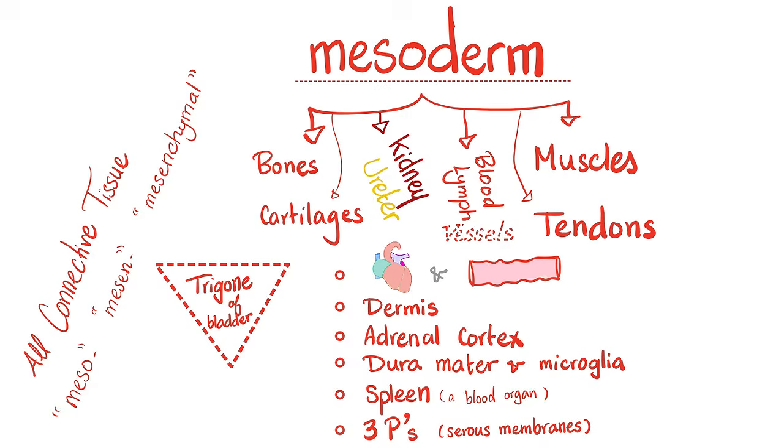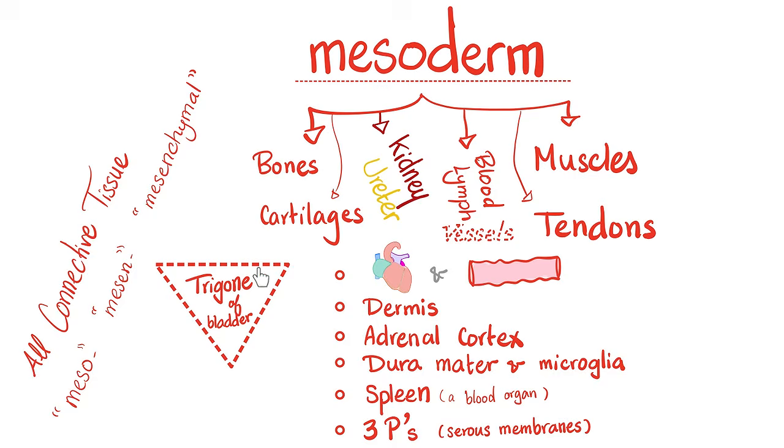Next, we'll talk about the mesoderm. Every connective tissue type that you can imagine is mesodermal in origin. I am talking bones and cartilages, muscles and tendons, blood and lymph, even the blood vessels and lymph vessels. The cardiovascular system, such as the heart and the vessels, are mesodermal in origin. The kidneys and the ureters are mesodermal in origin.